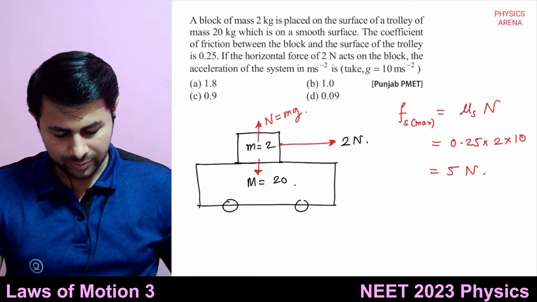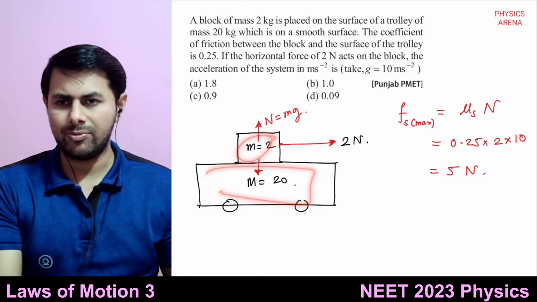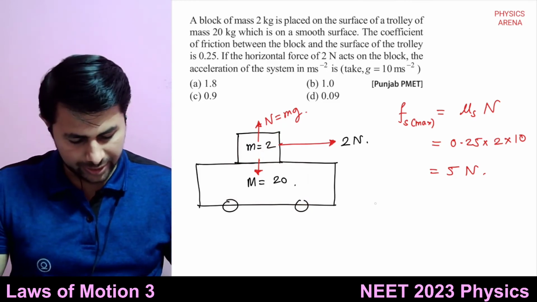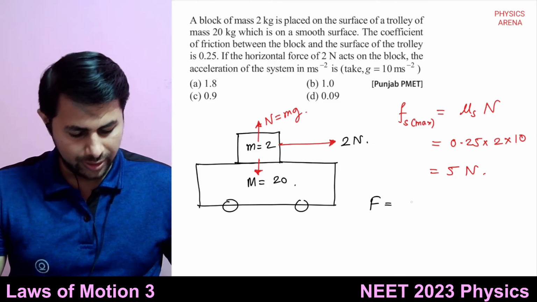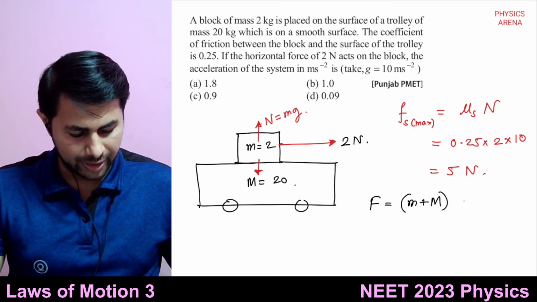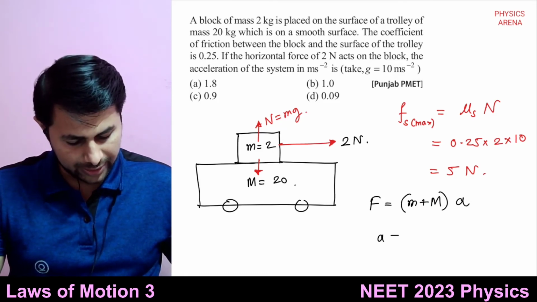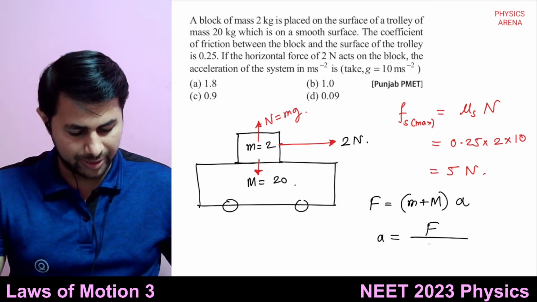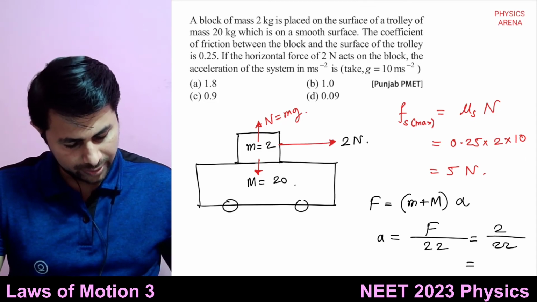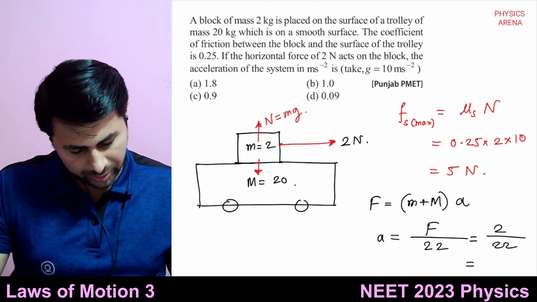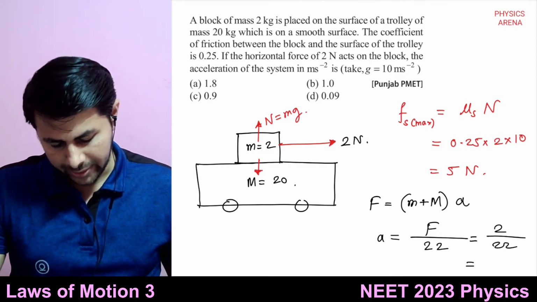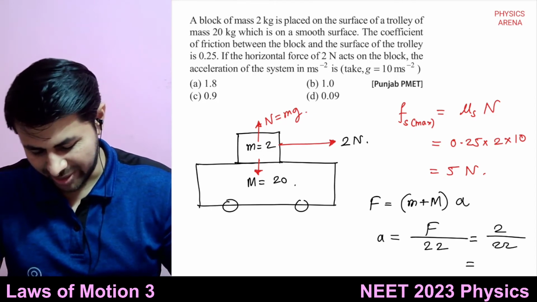So what will happen? The block and this trolley, both of them will move with some acceleration. So this external force is equal to the total mass of the system, which is m plus capital M, multiplied by acceleration. So acceleration is equal to F divided by total mass, which is 22. 2 upon 22 will be close to 0.09, that will be the answer, right?